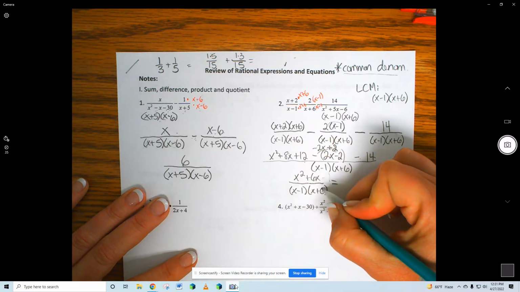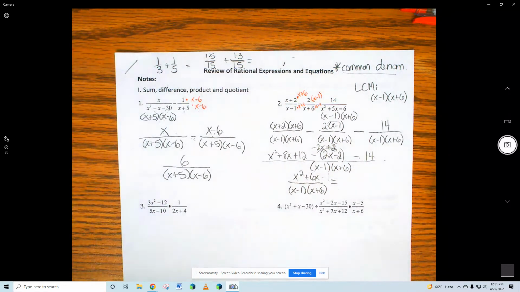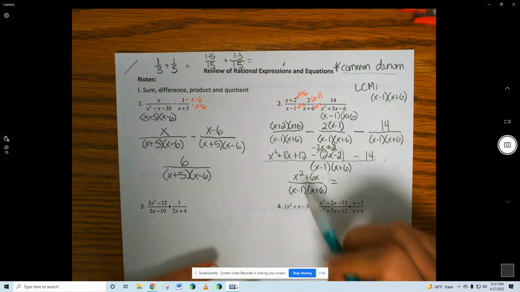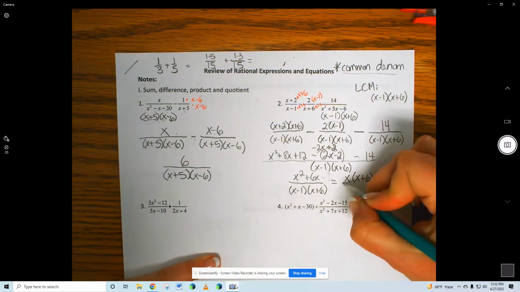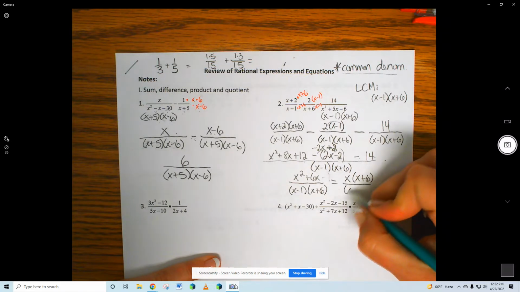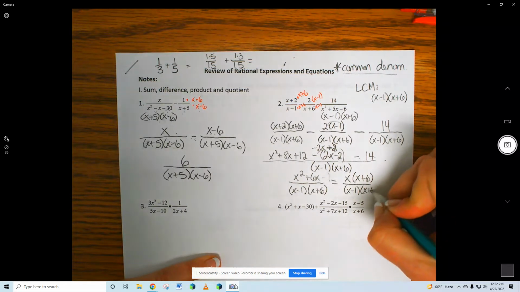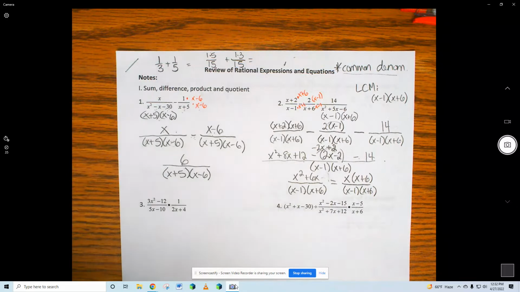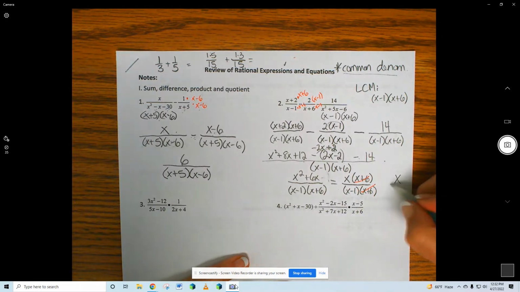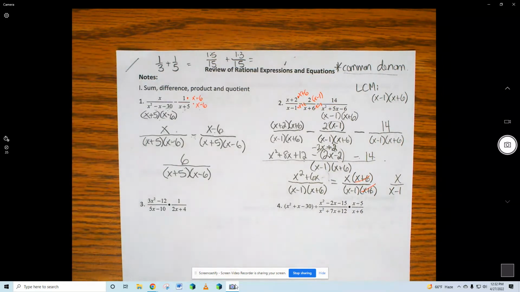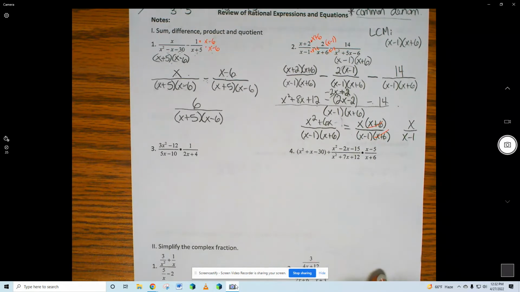Okay, I gotta simplify, factor as much as I can. This numerator has a GCF of x. The denominator stays, and I can end up canceling out the x plus 6's. Final answer, x over x minus 1. So that's adding and subtracting.